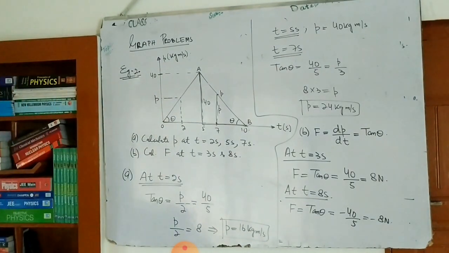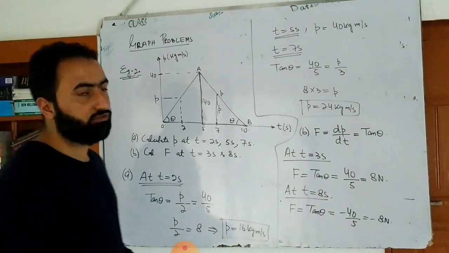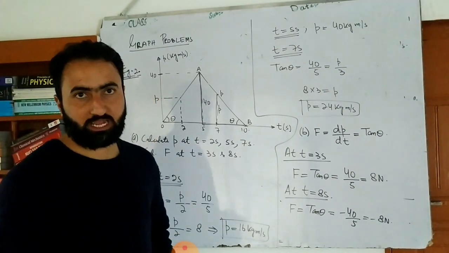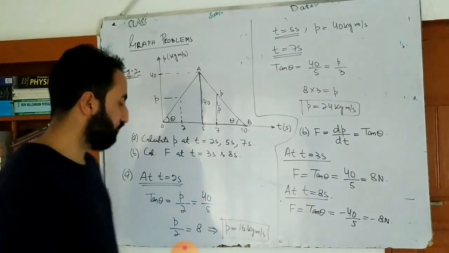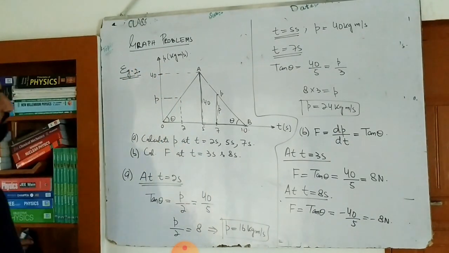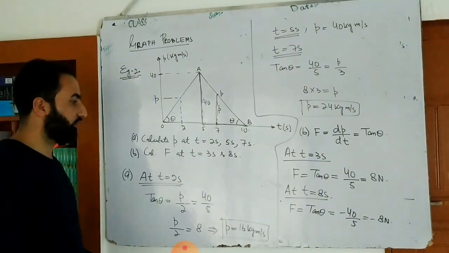That's done. So we have done two examples on what? Momentum versus T curve is given to you, and you are supposed to calculate the instantaneous momentum and the instantaneous force. Okay. So again, pause the screen and write it down. Write it down up to here.